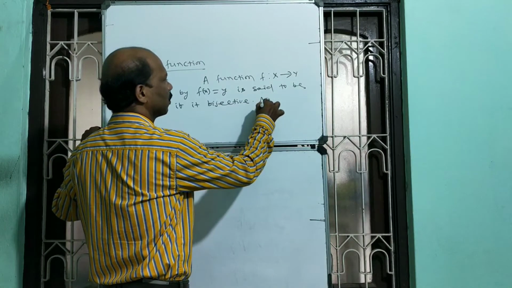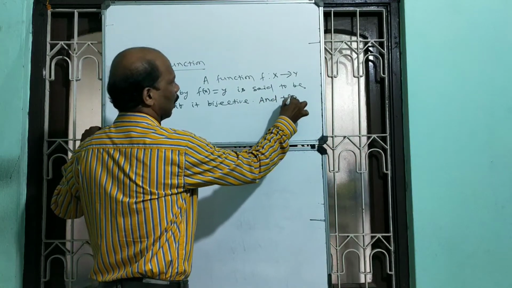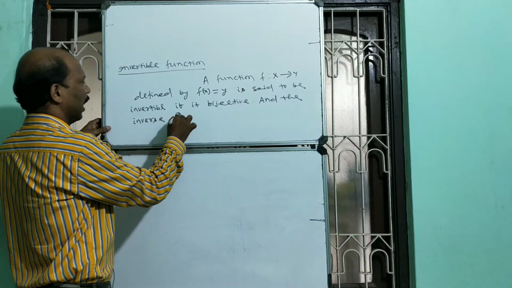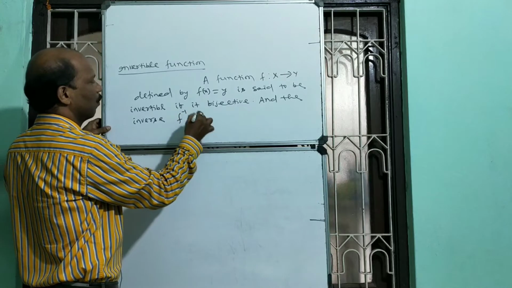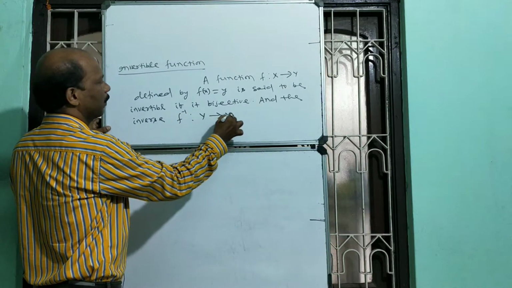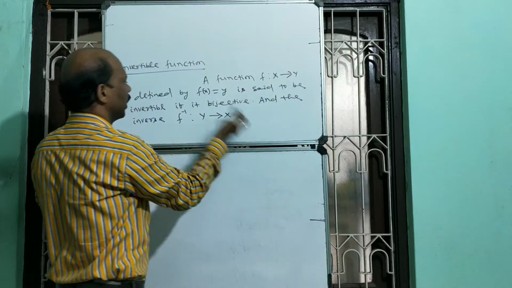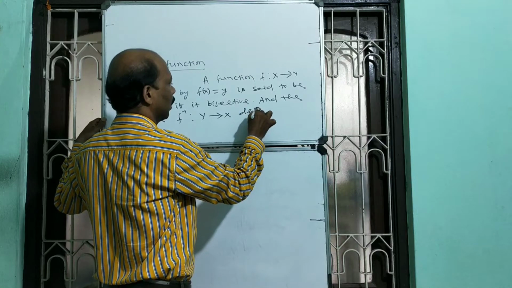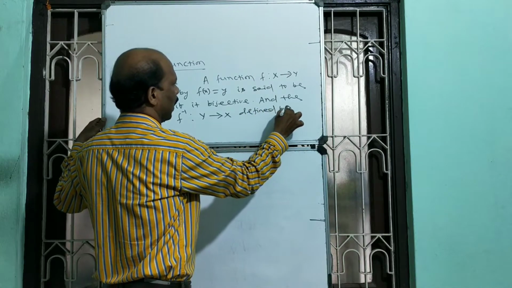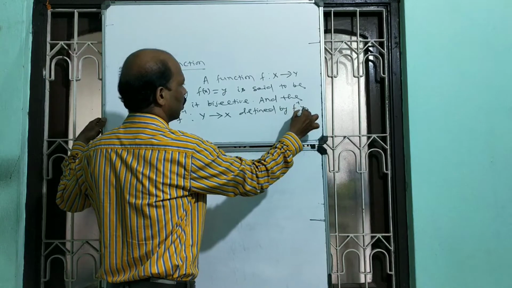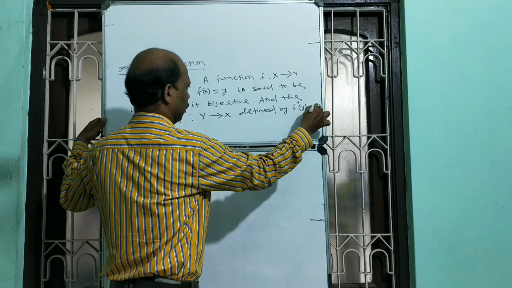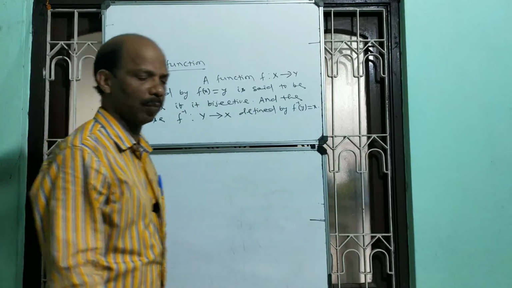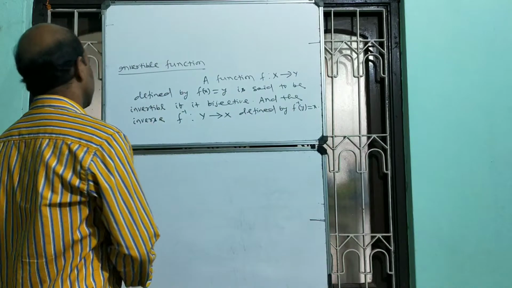And the inverse f inverse maps from Y to X. That means if f maps from X to Y, f inverse maps from Y to X defined by f inverse of y is equal to x. Okay, that is the definition of invertible function. We'll do a problem.